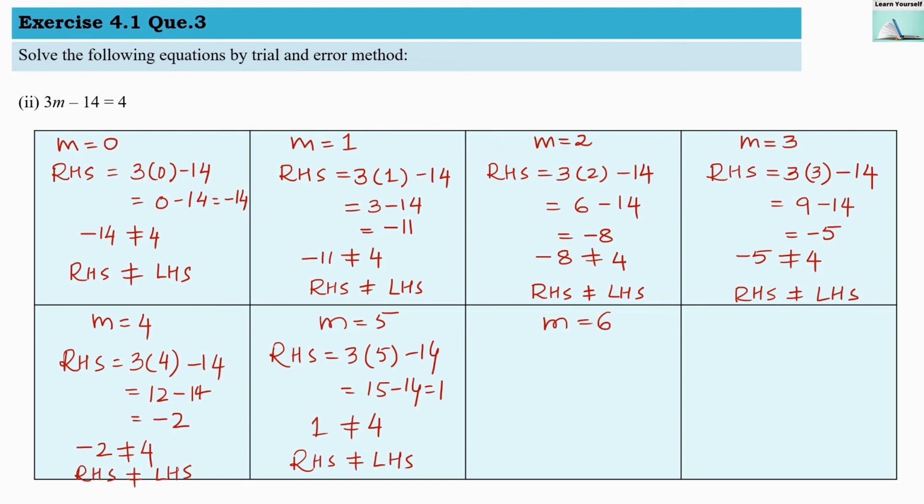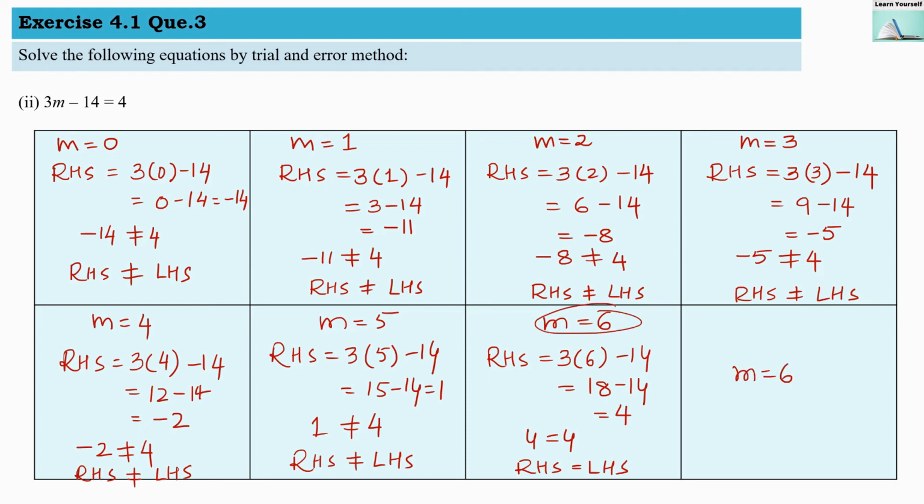When we take m equals 6, our RHS will be 3 into 6 minus 14. We will get 18 minus 14. So as an answer we will get 4. And here 4 is equal to 4, and our RHS equals LHS, and our equation holds true for m equals 6. So the correct value of m is 6, and for that this equation holds true.